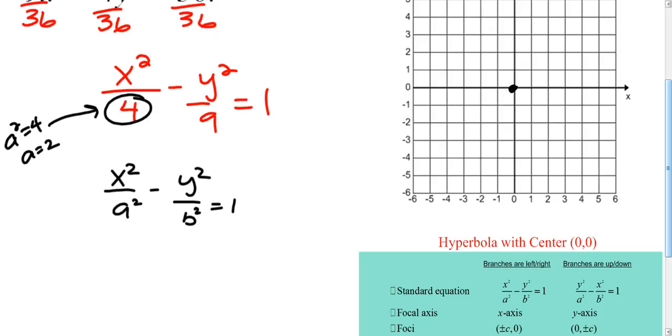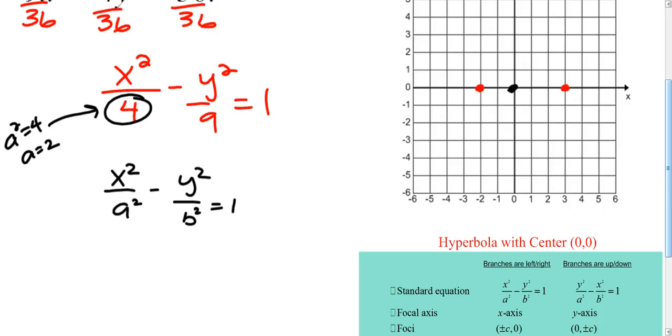Okay, so my center is 0, 0. My a value is 2. My a is underneath my x in this case. So I'm going to move along the x-axis 2 to the left and 2 to the right. I'm just going to make some dots there for right now, and you'll see why in a minute.